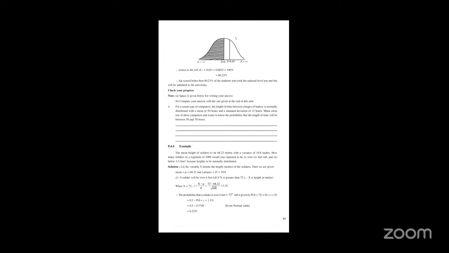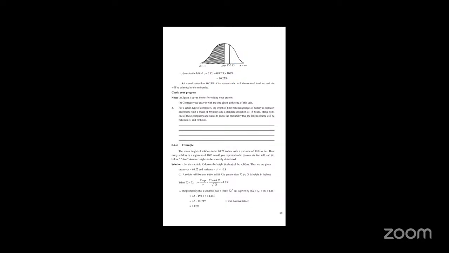So see, the area to the left is 0.8023, right? With 100%, it will be 80.23. So Sai scored better than 80.23% of the students who took the national level test, and she will be admitted to the university. 80.23 is the percentage below 585. So she scored very good marks, more than that. Then she will definitely be admitted to the university. Next.